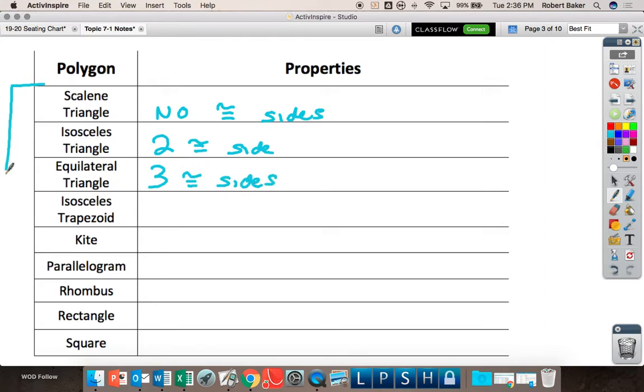So this is the warm-up, right? The triangles is the warm-up. The main purpose of today is to get to these quadrilaterals. You want to start easy or start hard? Hard. Let's start hard. Isosceles trapezoid. What do you need to determine to prove that a shape is an isosceles trapezoid?